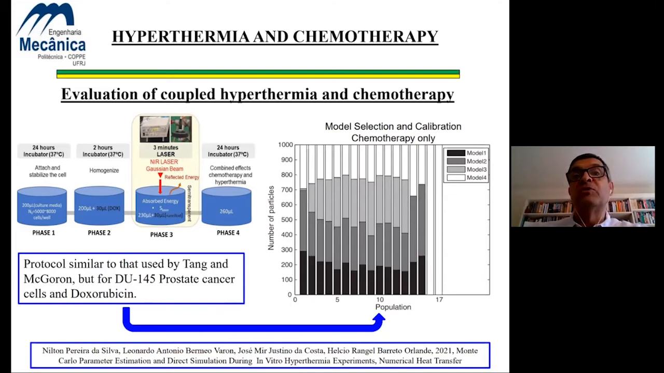And the choice for this cell and chemotherapy drug was due to our experience in the past with model selection and model calibration of the in vitro chemotherapy treatment. As shown by this figure on the right, that presents the iterations of Tony et al.'s algorithm for the simultaneous model selection and model calibration for the number of cells during an in vitro study.